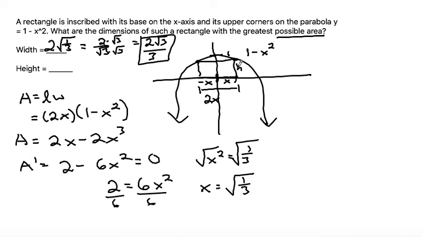And the height of the rectangle would be 1 minus x squared, which is 1 minus the square root of 1/3 squared, which is 1 minus 1/3 and is 2/3. So the height of the rectangle would be 2/3.